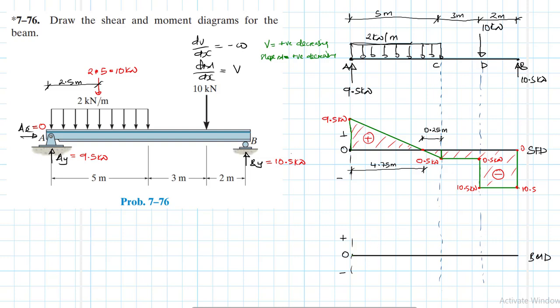So we expect this behavior, it is positive but decreasing slope up to somewhere there. Okay, somewhere there. All right.